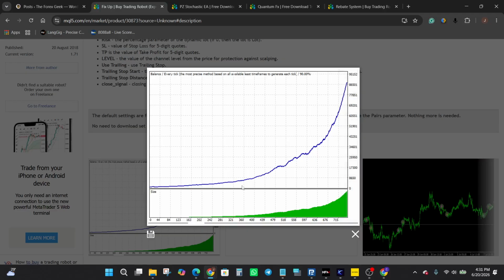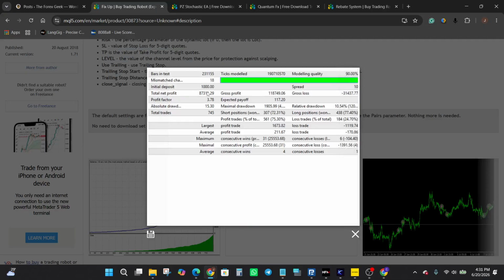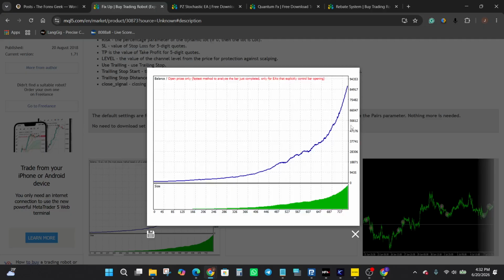It was kind of steady, a very gradual growth before at some point the growth picked up pace, and overall it's been rising over time. And then here, initial deposit is $1,000, total net profit 87,311.29. The largest profit we have here is 1,673.82, while the largest loss is 1,119.74. I can see that 745 trades were taken, out of which 561 were profitable. That gave us a 75.3% win rate.